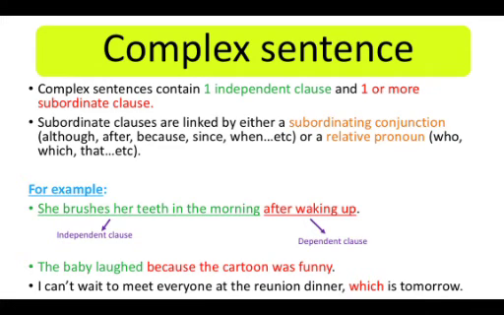It is important to note that we use commas when the dependent clause comes first, but if the sentence begins with the independent clause followed by the dependent, then we don't use a comma.